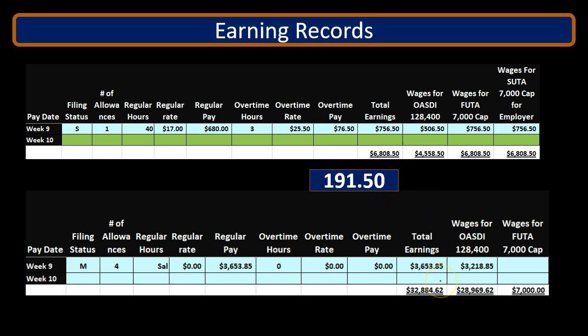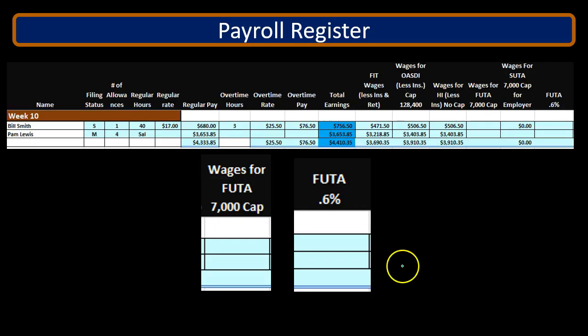The second employee here is clearly already over the 7,000, so we're not going to have anything included here for the FUTA wages. So if we go back to our FUTA wages, then we have 191 only, even though the earnings were $756.50. And there's going to be no FUTA wages for our second employee, for Pam. That'll give us a total of 191.